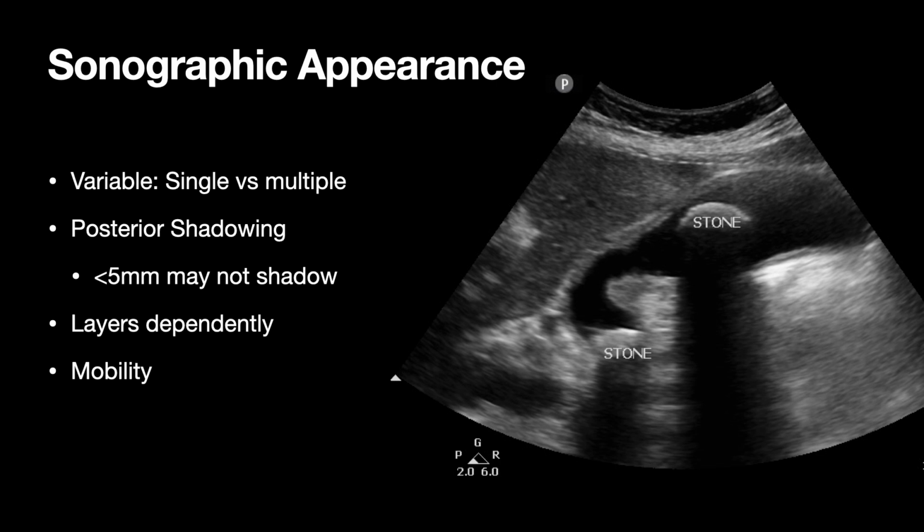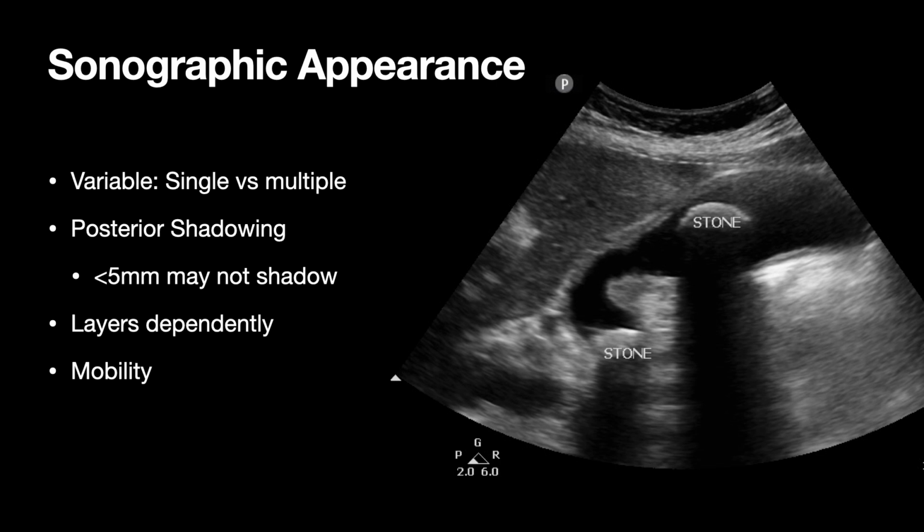Where you may find some interesting nuances is with the super duper small stones. When you have these small stones that are all lumped together, they tend to work in aggregate to create this hyper reflective anterior surface and the shadowing deep to that.